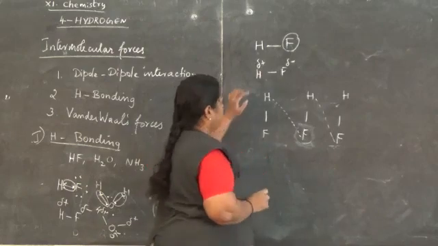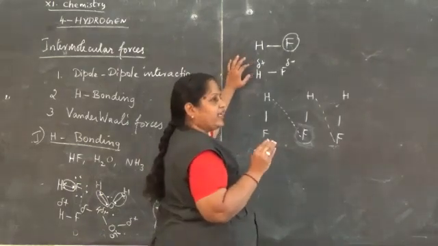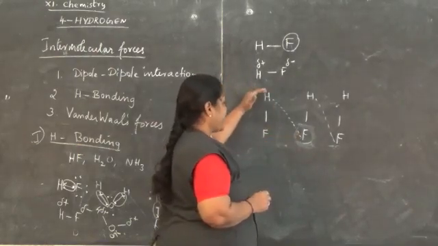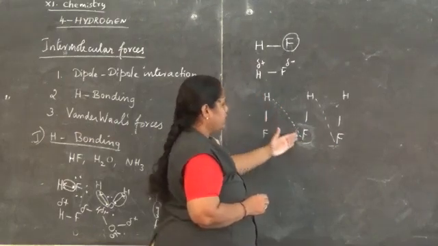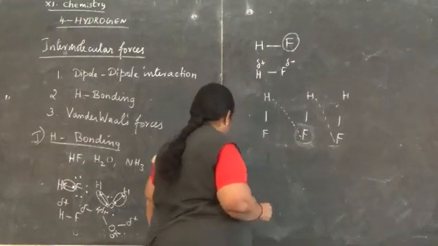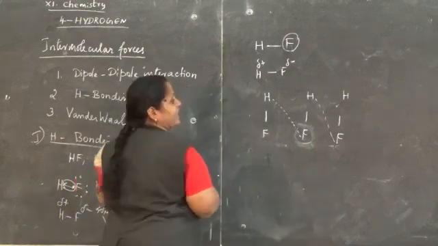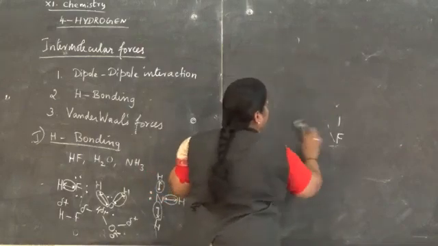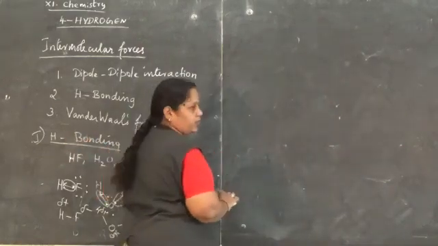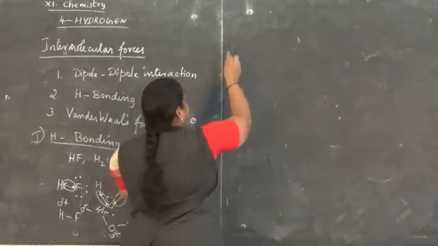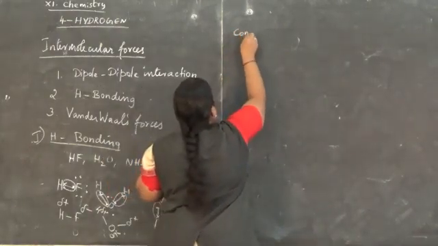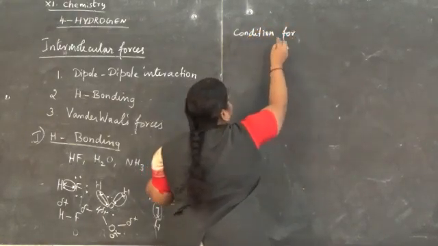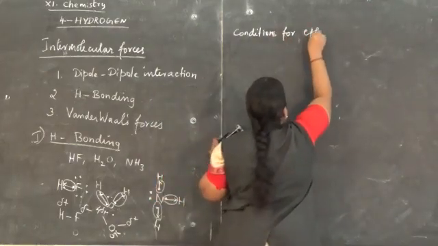Clear? Now, what is the condition for effective hydrogen bonding? Here fluorine is more electronegative than hydrogen. That's why it forms a hydrogen bond with a fluorine atom. This is the definition of hydrogen bonding, a three-mark question. Next we discuss the conditions for effective hydrogen bonding.